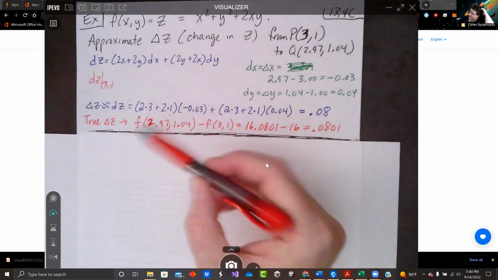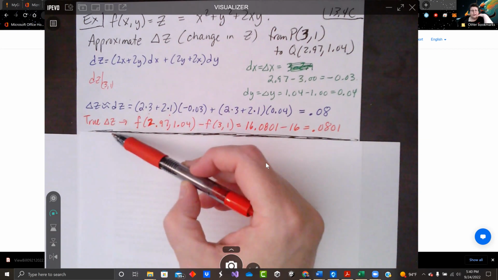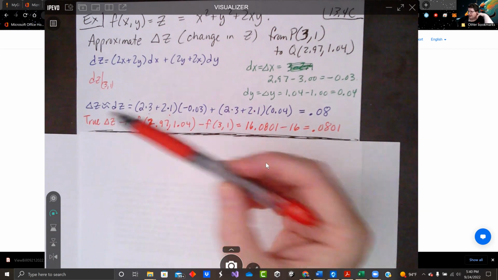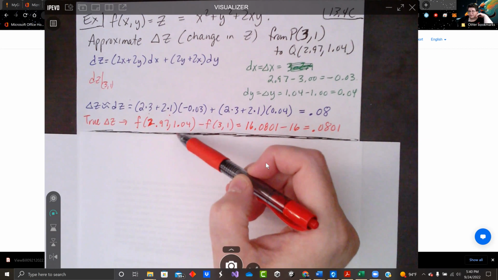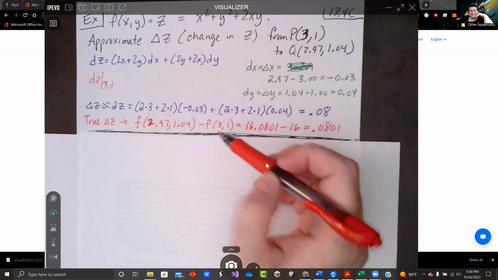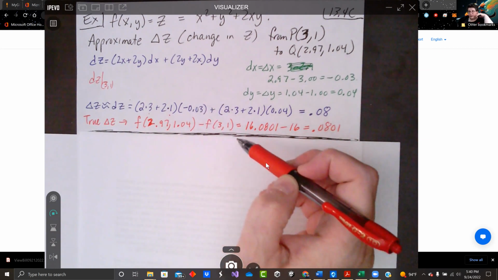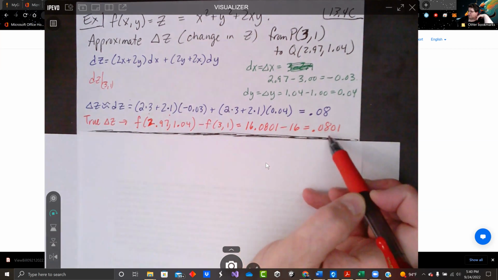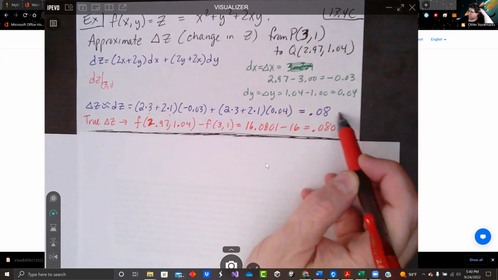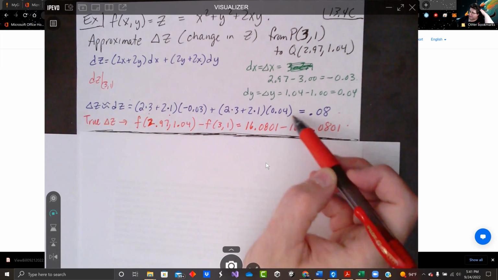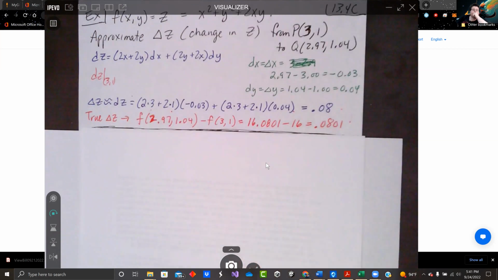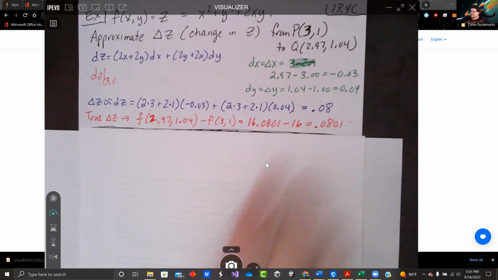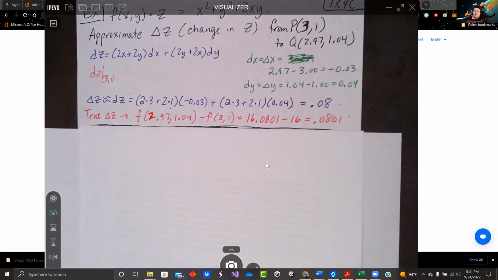And you will find that if you actually find delta z, or do f of 2.97, 1.04 minus f of 3, 1, you're going to find it's 0.0801. So this is a good approximation, and it was pretty easy to do. Yeah, you're going to be using a calculator for this, and a lot of times you are for a lot of things, but it's good to be able to approximate stuff with a nice, simple method.